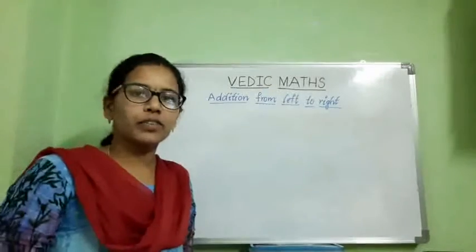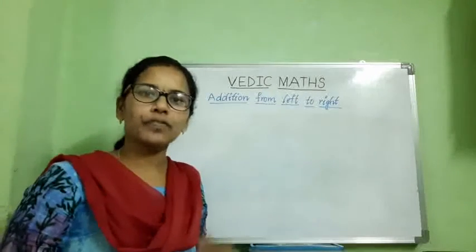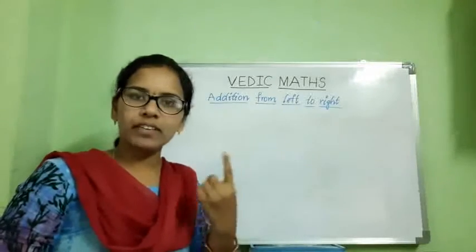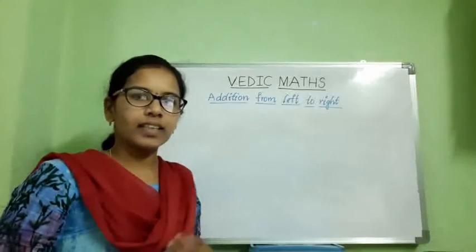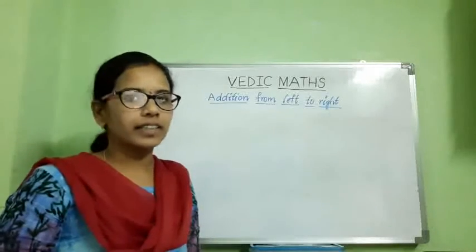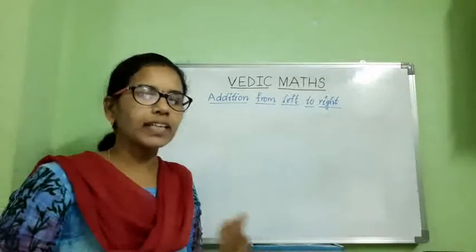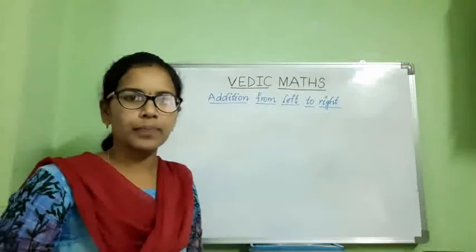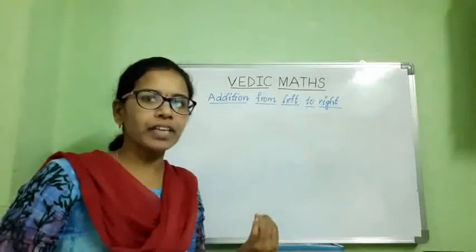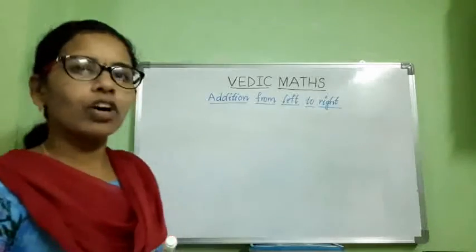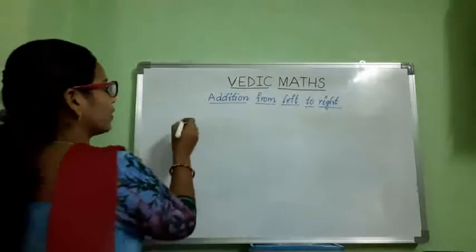In the previous video, we discussed addition from left to right, but there we used two-digit numbers and one-digit numbers. In this video, we are going to watch addition from left to right, but here we use three-digit numbers and four-digit numbers. Before that, we should be familiar with the end-digit concept and carry or non-carry numbers. We already discussed them in the previous video.